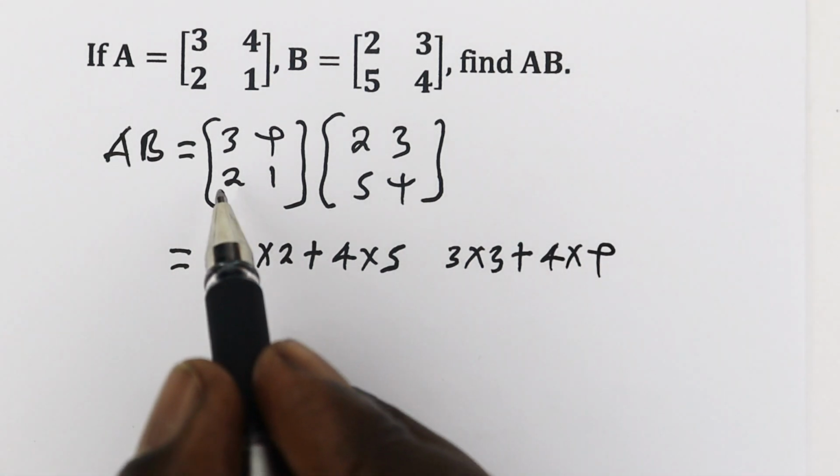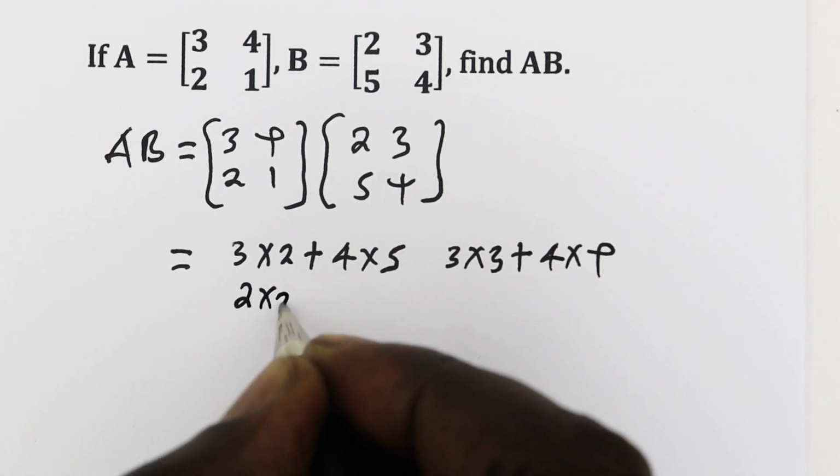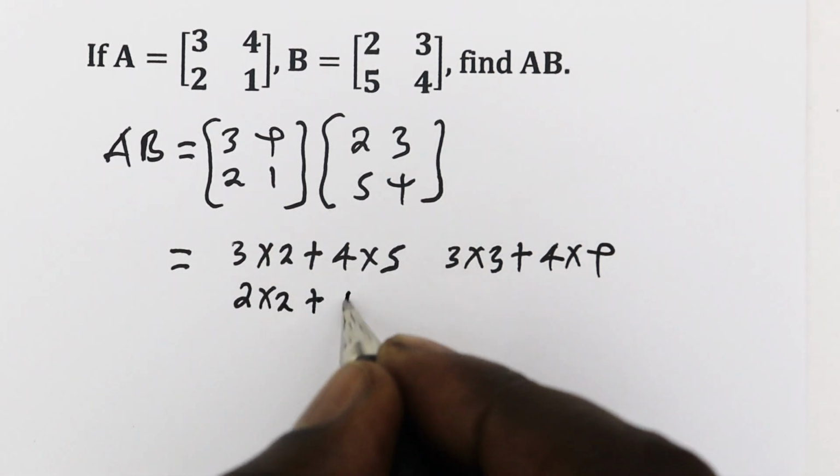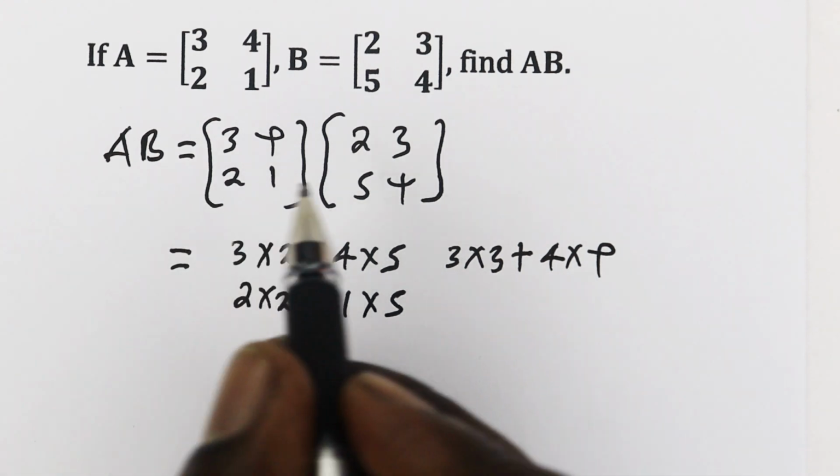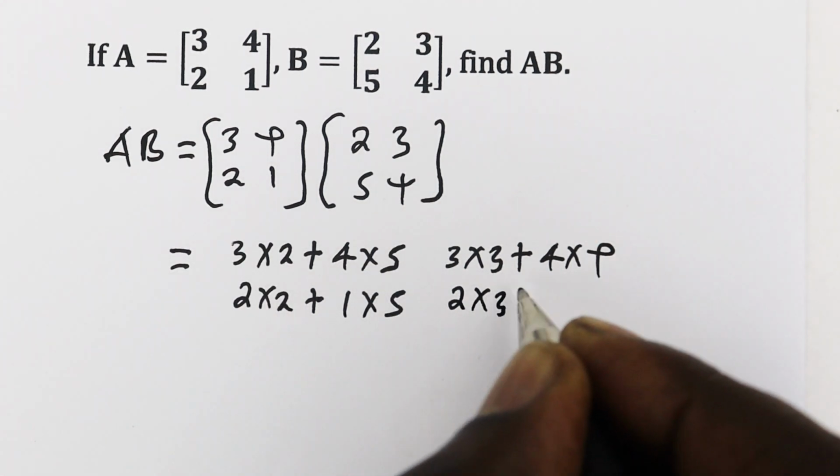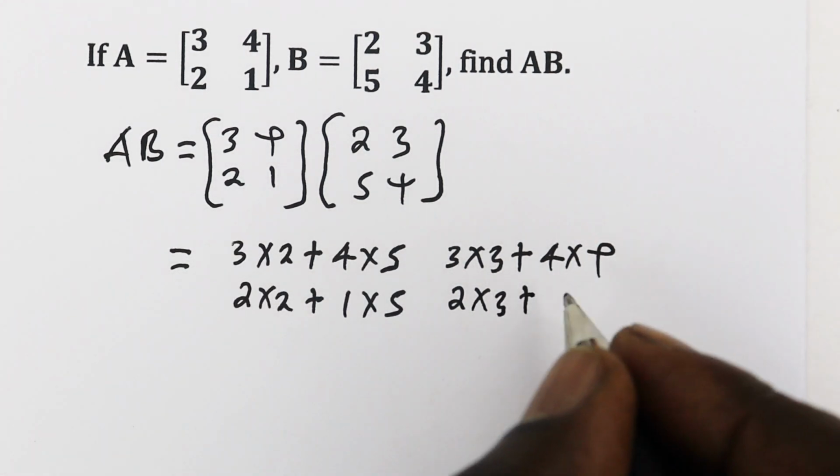Then for the second row, we're going to take 2 times 2 plus 1 times 5. Then 2 times 3 plus 1 times 4.